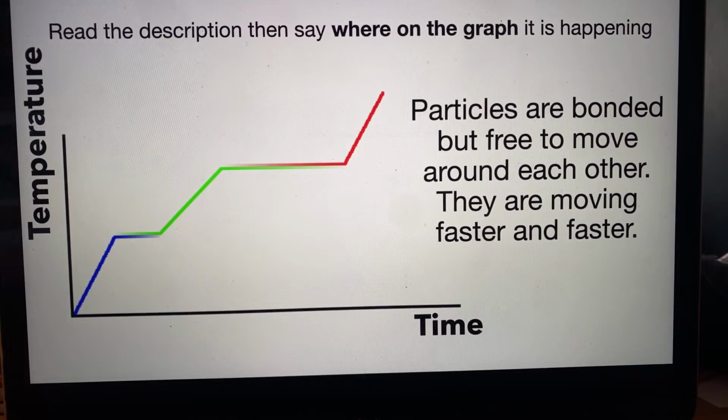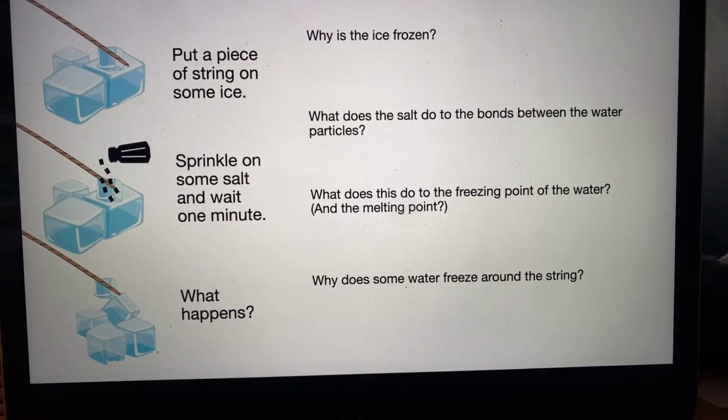So this is a liquid, isn't it? They're not vibrating next to each other. They're not completely free. They're moving around each other, but they're moving faster and faster. So they are heating up. Yes, so anywhere along that green line would be fine. Phew! Right, you lot. Well done.